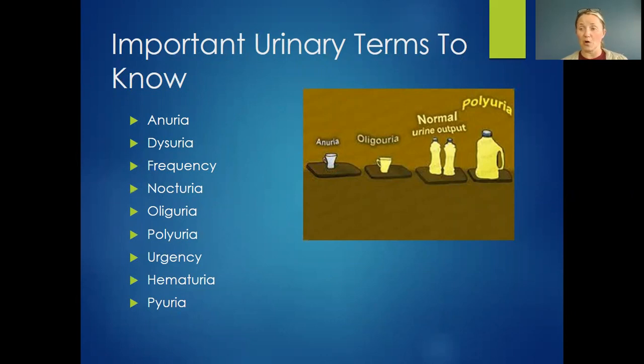Urgency is the strong desire to void. Hematuria, blood in the urine. Pyuria would be pus in the urine. So we've got our image here. Anuria, oliguria, normal, and polyuria.